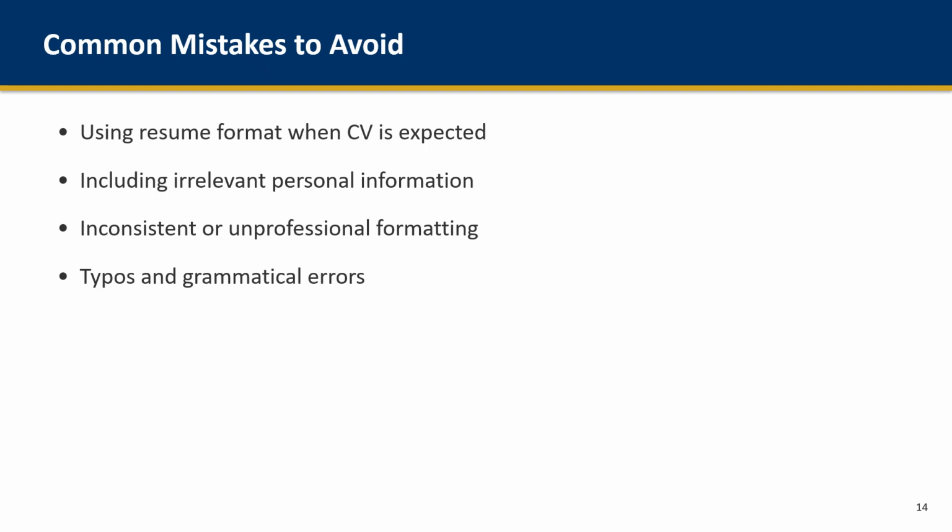Avoid these common mistakes that undermine applications. Using resume format when CV is expected or vice versa signals unfamiliarity with conventions. When a doctoral program requests a CV, don't submit a one-page resume. When a professional program requests a resume, don't submit an extensive CV. Follow instructions. Including irrelevant personal information is inappropriate. Don't include age, marital status, photos, or other personal details common in some international CV formats, but inappropriate in U.S. academic contexts. Focus on qualifications, not personal characteristics.